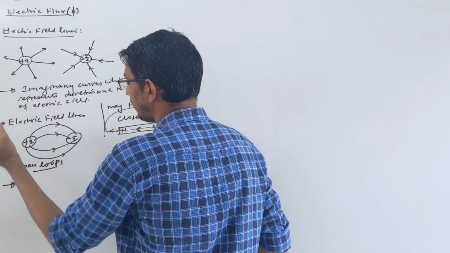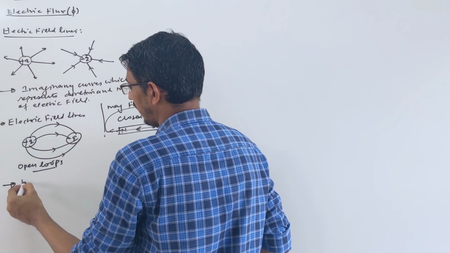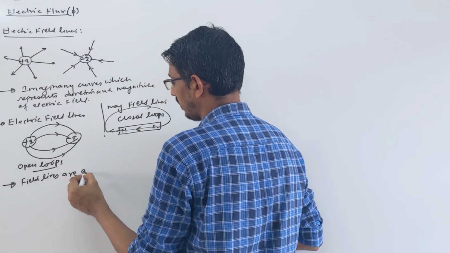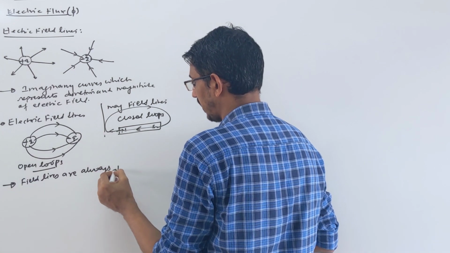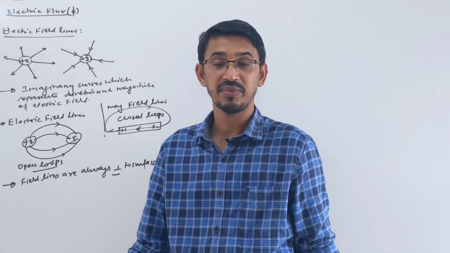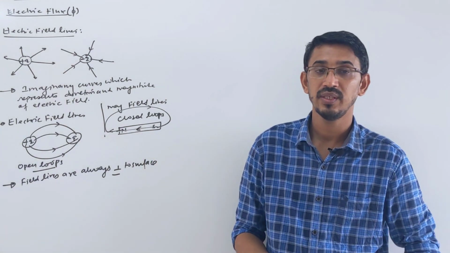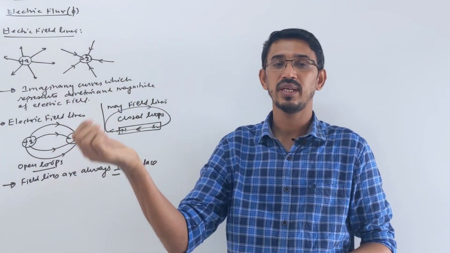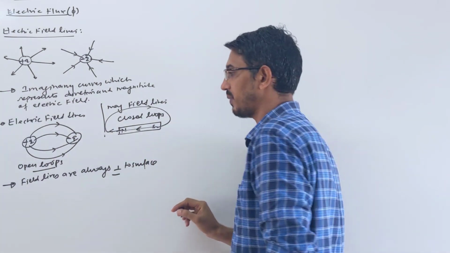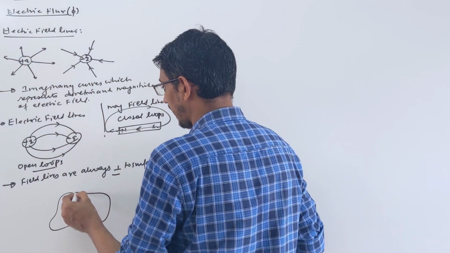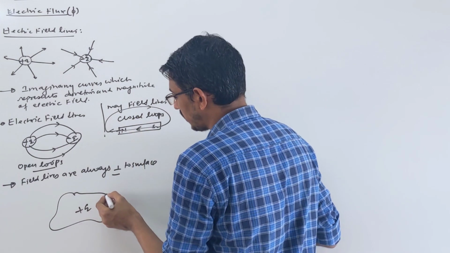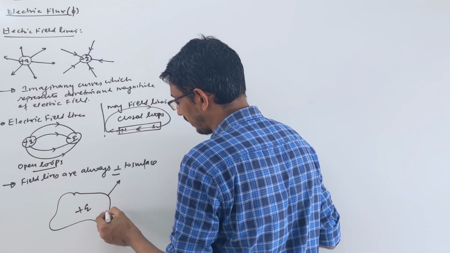Then the other property: field lines are always perpendicular to the surface. Suppose a surface is given, a charged sphere. The field lines start perpendicular to the surface, and they also end perpendicular to the surface. Suppose I draw a surface with a positive charge q, then the field lines will come outward, and at every point they will be perpendicular, like that.